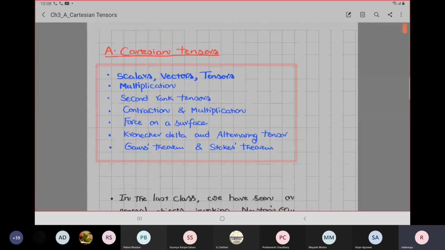During our lectures, we will learn about second rank tensors, what contraction and multiplication are, how force on a surface really orients, and what the Kronecker delta and alternating tensor mean. Then we will close this mathematical language using the Gauss theorem and Stokes theorem. Then we will come back to fluid mechanics to introduce stress, then decomposition of stress into pressure, isotropic parts, and shear stresses, then something about Euler-Lagrangian, and so on.